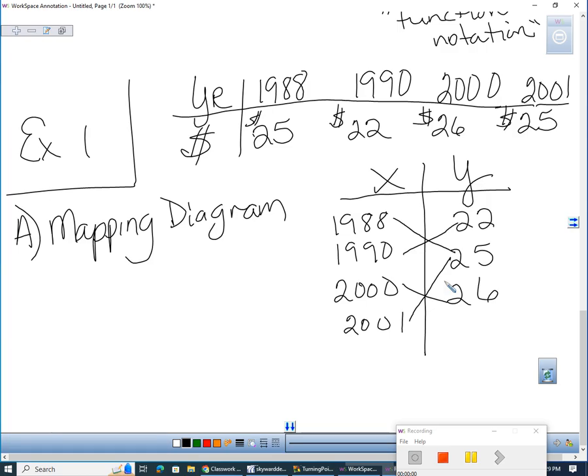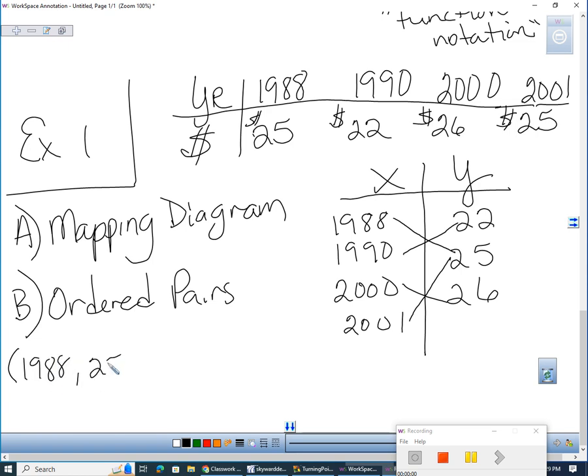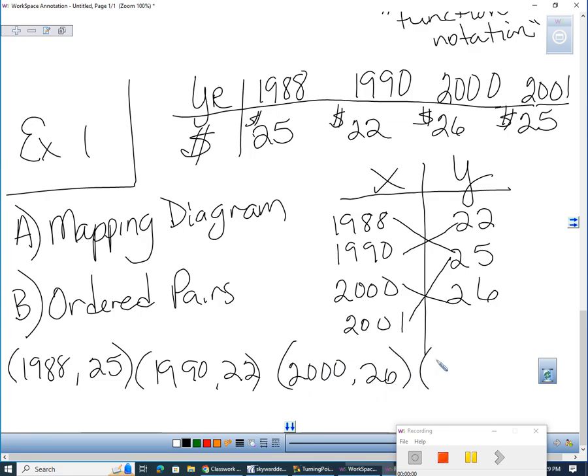Next thing is, for part B, I want the ordered pairs. The ordered pairs are simply your table putting your X and Y together. So in this case, my ordered pairs are going to be 1988, comma 25, 1990, comma 22, 2000, comma 26, and my last ordered pair is 2001, comma 25.